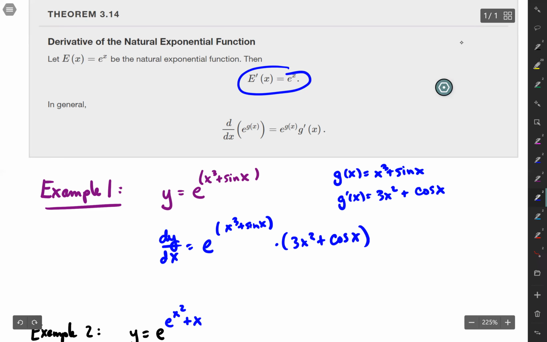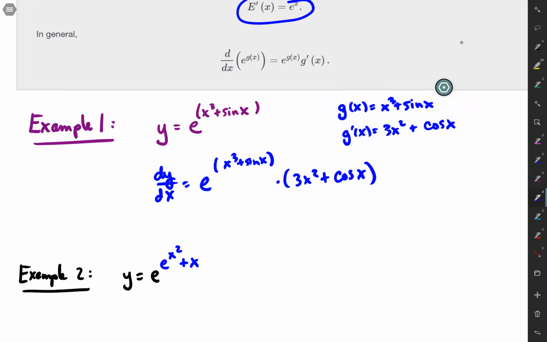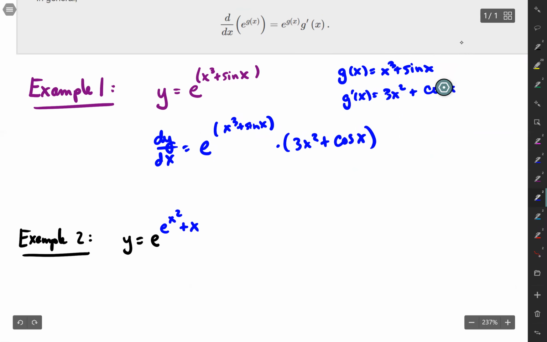And remember those parentheses, so you remember to distribute, you need to multiply this e to the g of x times the 3x squared and the cosine of x. So that's a first example. Let's look at another one.